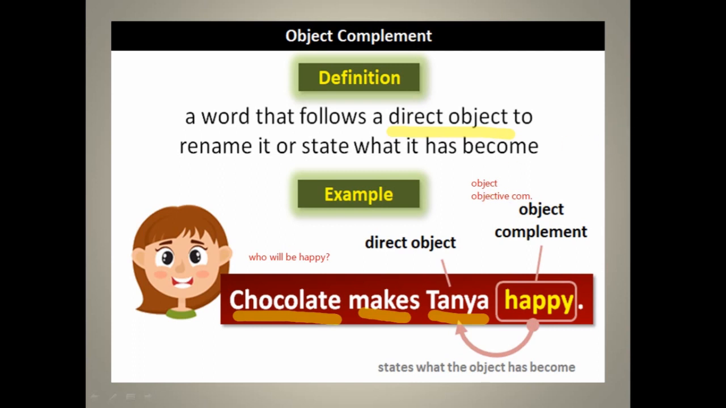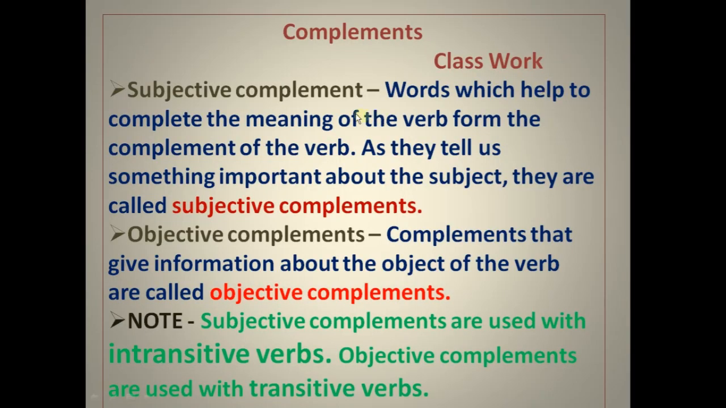If you will not get the object, that will be your subjective complement. Okay, so easy. Object means objective complement. If you will not get the object, that will be subjective complement. Fine. Now let's see further. This is classwork. You have to write down the definition over here. Subjective complement: words which help to complete the meaning of the verb, form the complement of the verb as they tell us something important about the subject. They are going to tell about the subject. So they are called subjective complement.